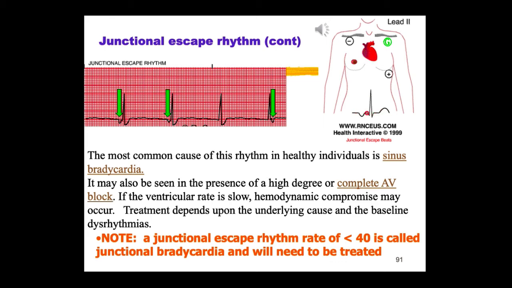Junctional escape rhythms of less than 40 are also called junctional bradycardia, and they will need to be treated, as the patient will be significantly hemodynamically unstable.